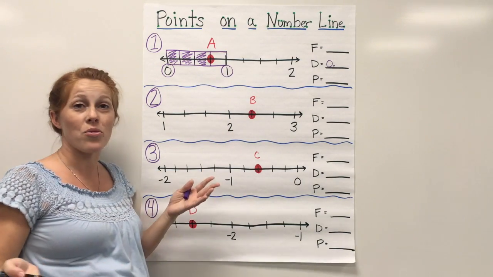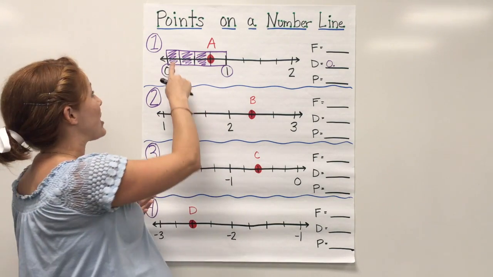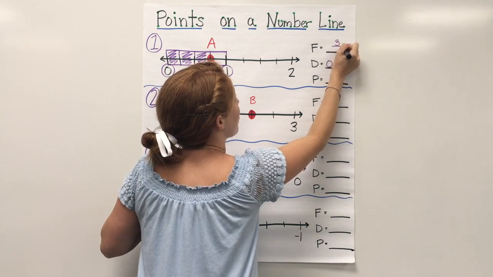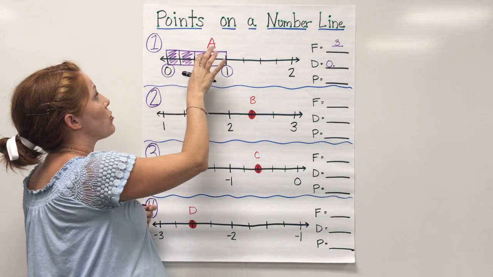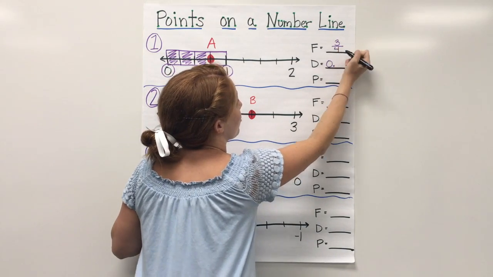Okay, and now the only thing left to do is to actually name my fraction. How many did I shade? 1, 2, 3, out of 1, 2, 3, 4. Because remember, a fraction is part over whole.